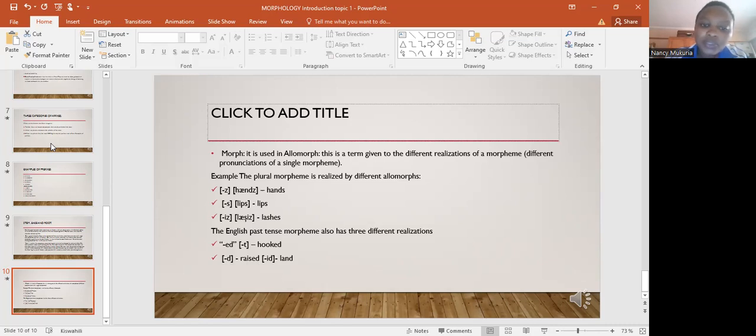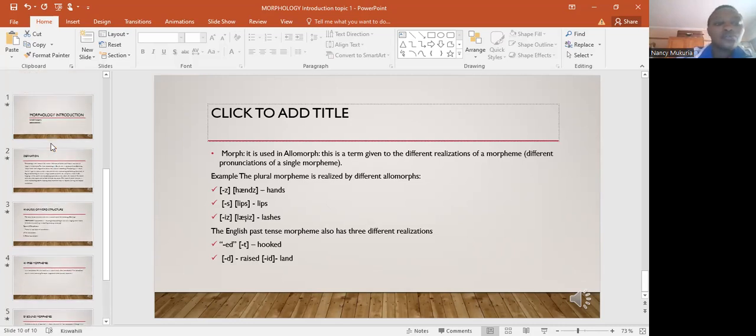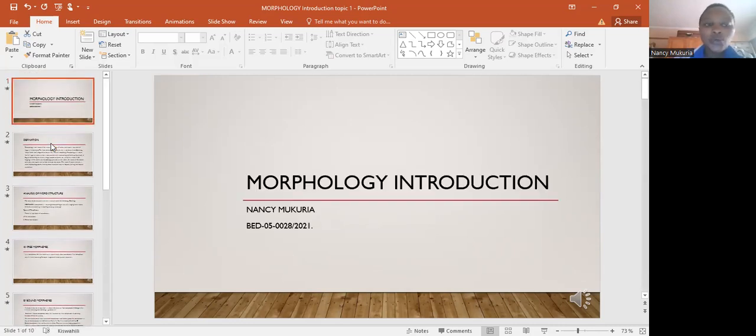Hands, lips, lashes. English past tense morpheme also has three different realizations. There's the ed, hooked, which we pronounce as a t, and then raised, and then id, landed. Yes, that is everything we are going to do today about morphology.